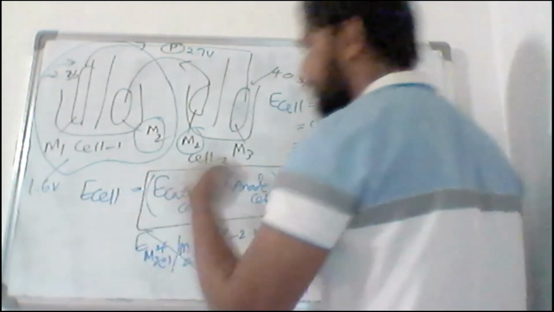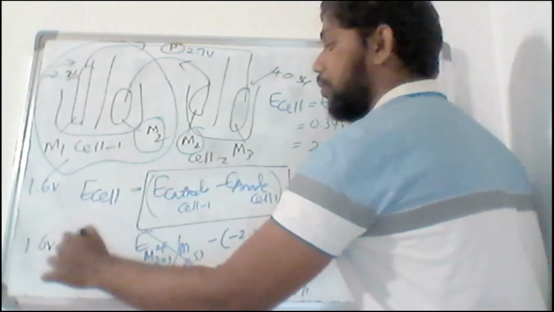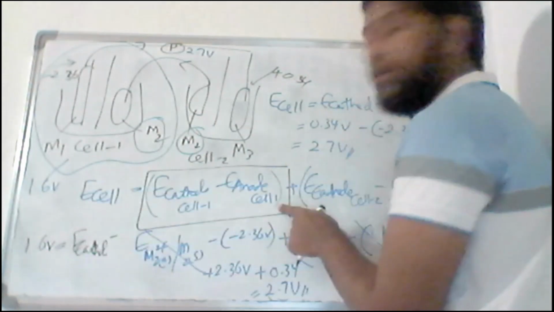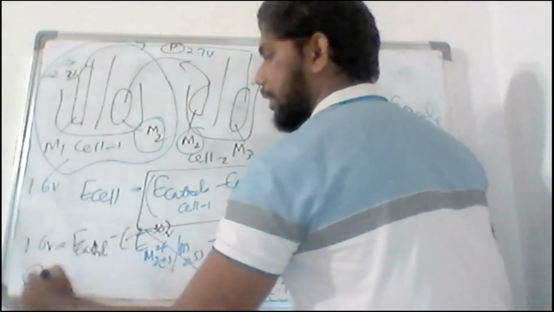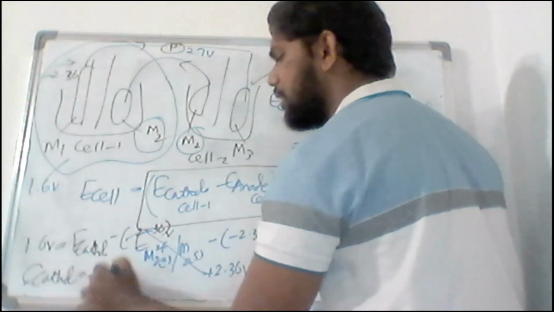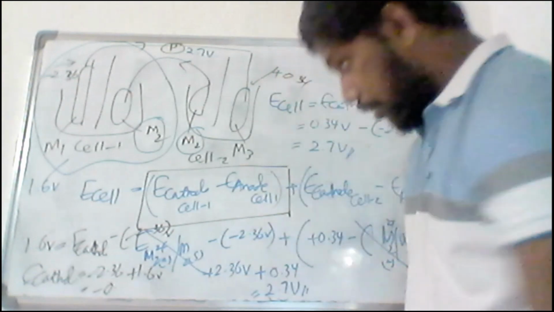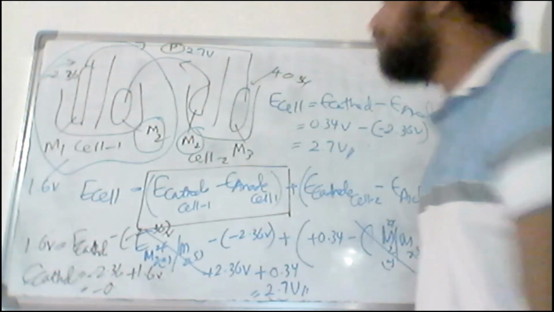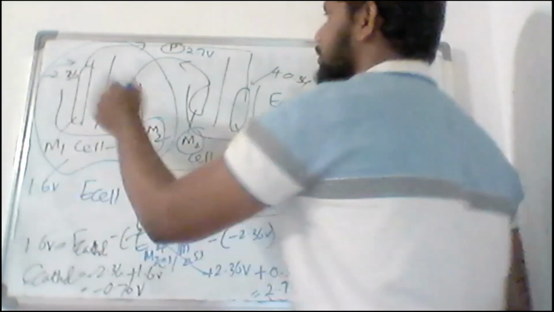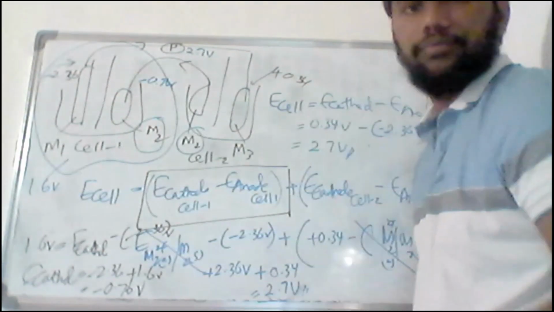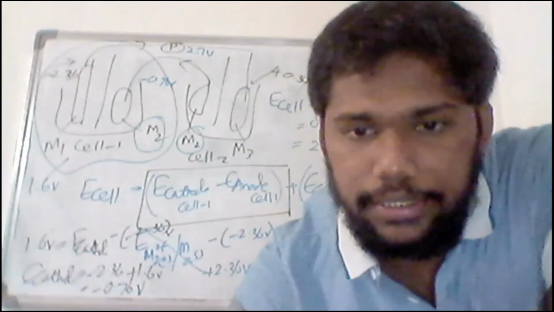It is straightforward because for this, 1.6 is equal to E cathode, which is M2 plus. We don't know E cathode, we have to find that, minus what is E anode of cell 1? Minus 2.36 volt. So you can find E cathode is equal to minus 2.36 plus 1.6, so it will be minus 0.76 volt. Okay, so the potential of this is minus 0.76 volt, based on the information that they have given. Right, moving on.